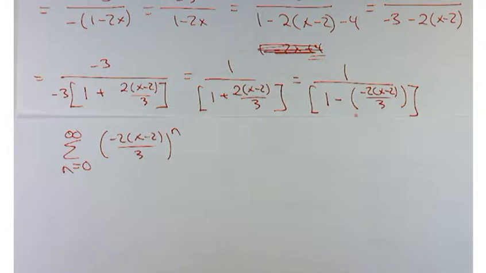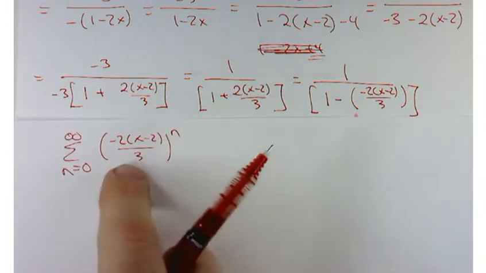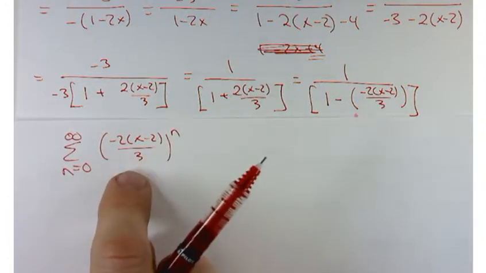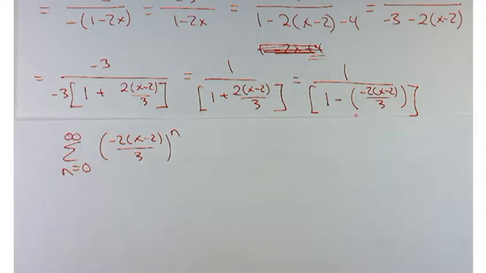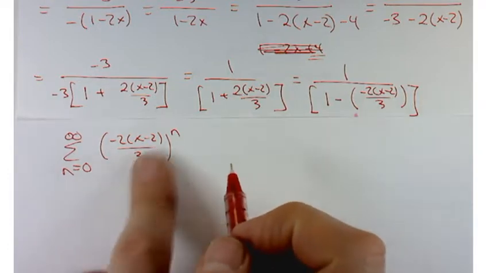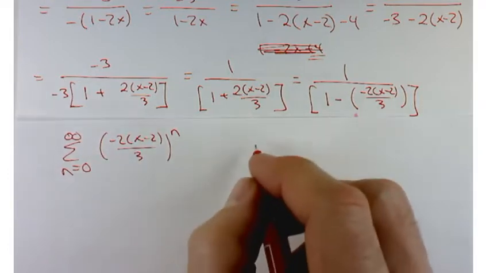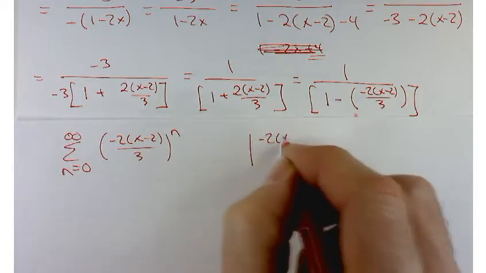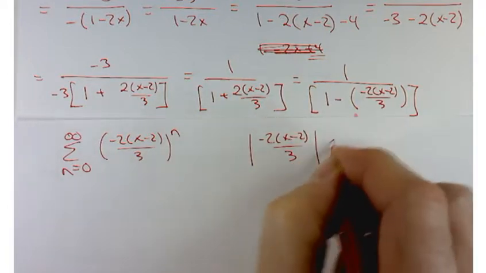The one last thing we have to do is determine the interval of convergence. The nice thing for us is this series. Does anyone recognize what kind of series this is? You could use the root test to figure out the convergence, but we don't have to work that hard. It's a geometric series, right? You just have something to the nth power. So a geometric series is going to converge when this radius, when that r, is less than 1. So I want the absolute value of negative 2 times x minus 2 over 3 to be less than 1.